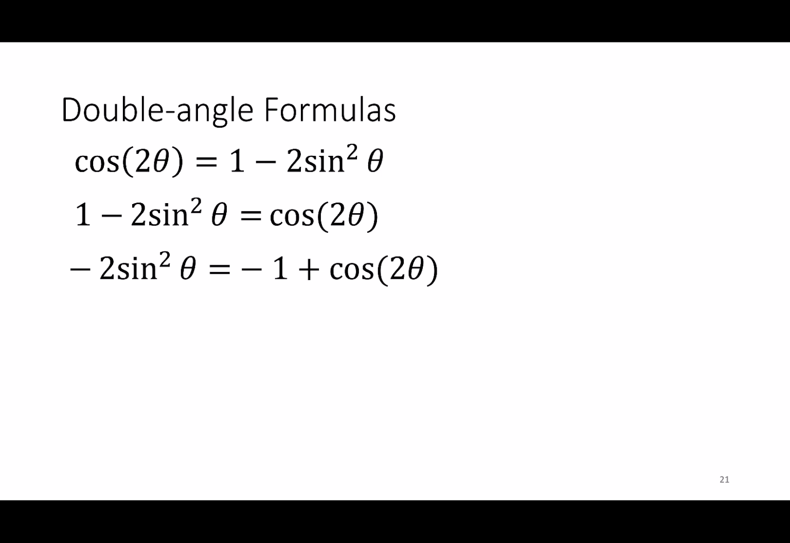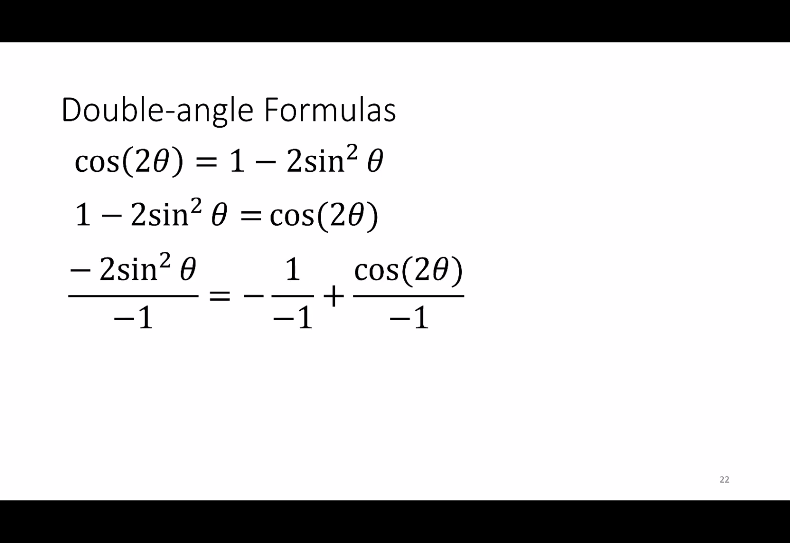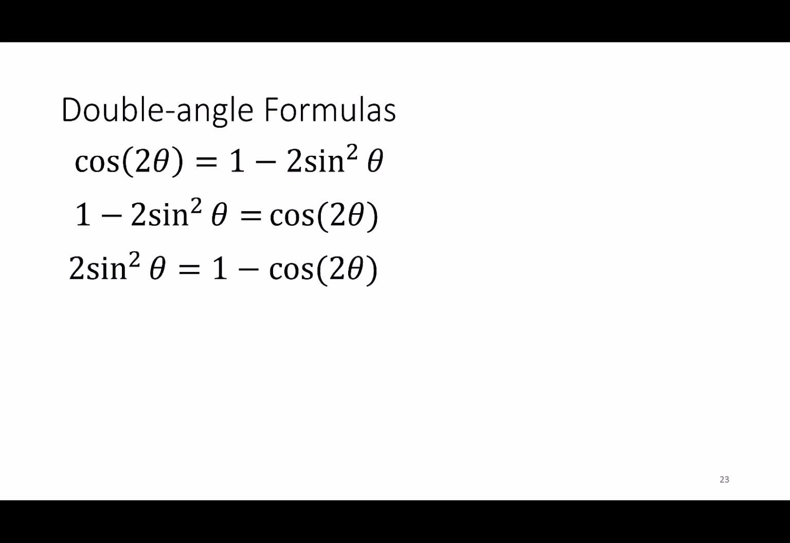I'm going to divide by negative 1 to make this positive. So I have negative 2 sine squared theta over negative 1 equals negative 1 over negative 1 plus cosine 2 theta over negative 1. And you can see I just flipped all the signs. I have 2 sine squared theta equals 1 minus cosine 2 theta. I could have divided everything by negative 2 to start, but I have a specific way I want my answer to look, which is why I take the extra step. From here, though, I will divide both sides by 2. This gives me sine squared theta is 1 minus cosine of 2 theta over 2.